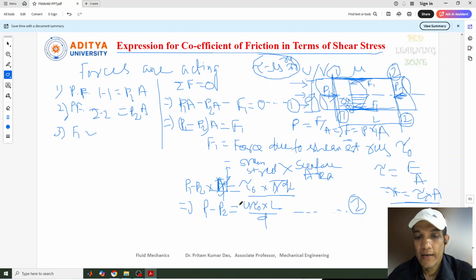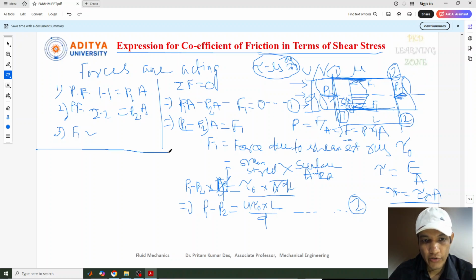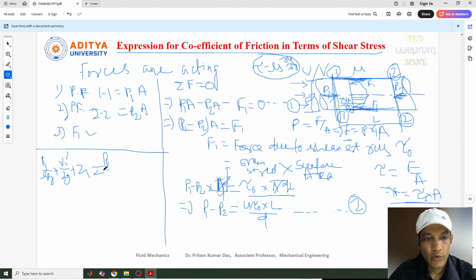Now here we got the value of the pressure difference. Previously also we saw a pressure difference from the Bernoulli equation. If you remember, P1 by rho g plus V1 square by 2g plus Z1 equals P2 by rho g plus V2 square by 2g plus Z2 plus HF. We have already seen this in the last lecture video as per the Bernoulli equation.